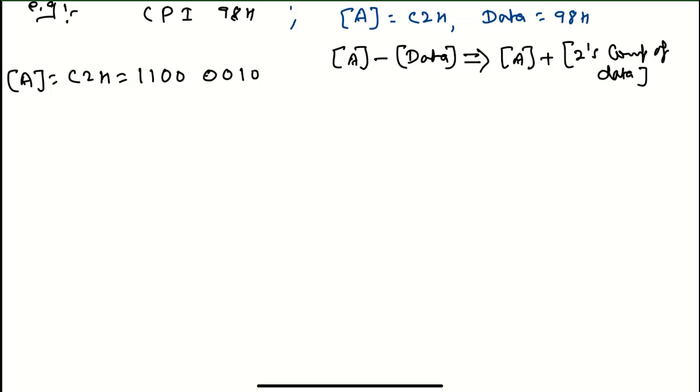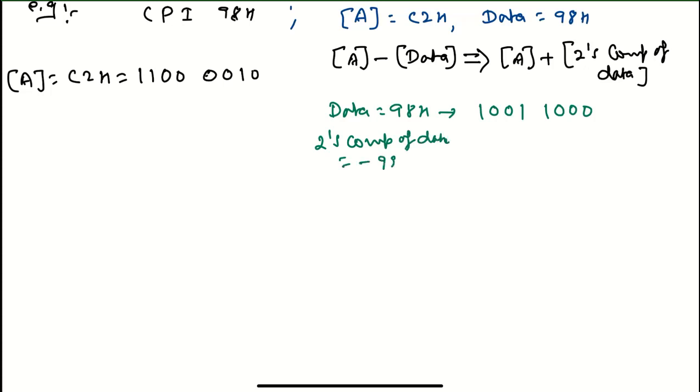So here this data is taken, this data is 98H. So their binary pattern can be written as 1001. This is here 9, and then for the 8, 1000. So now we need to take their 2's complement. So 2's complement of data is equivalent to minus 98H.